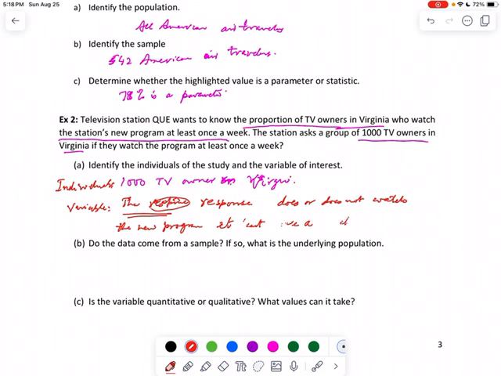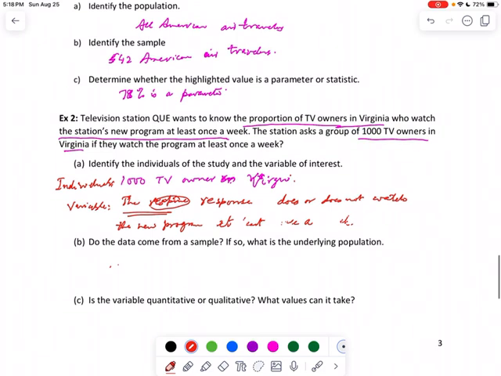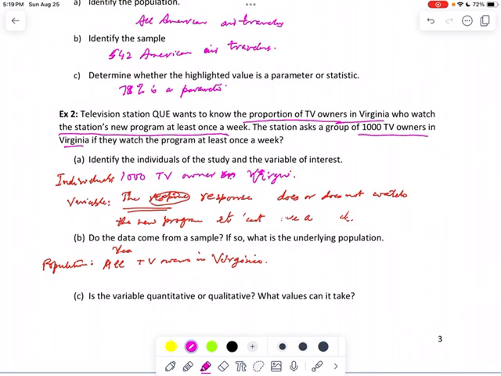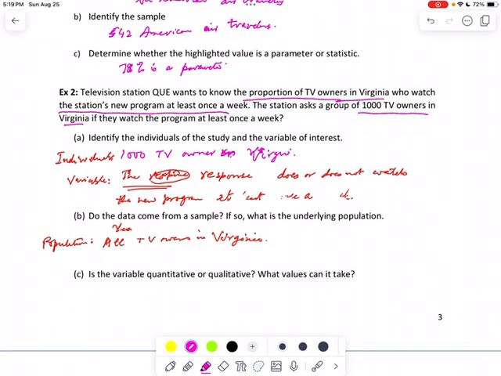Part B: do the data come from a sample? Yes. If so, what is the underlying population? So what will be the population? It will be all the TV owners. So yes, data is from a sample. So the population is all TV owners in Virginia. Is the variable quantitative or qualitative? So it's not a number, right? It's just a statement. So it will be qualitative.